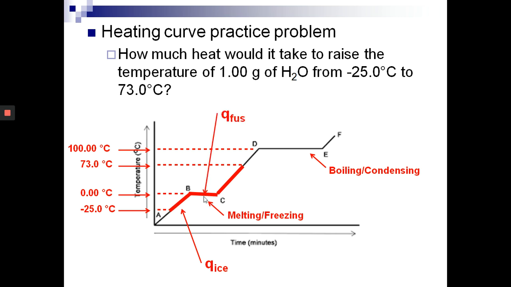Then the second section is going to be called the Q of fusion, the amount of heat energy required to melt or freeze, or actually in this case, the melting, because you're going from negative 25 to 73, lower temperature to higher temperature. And the last section is called the Q of water, or the liquid, right? Because this section, the CD segment, is the liquid section.